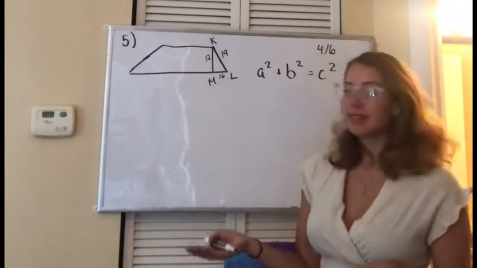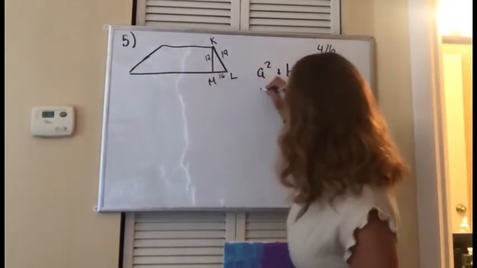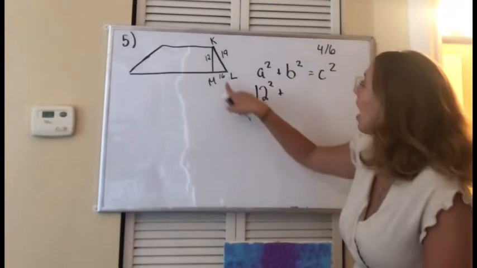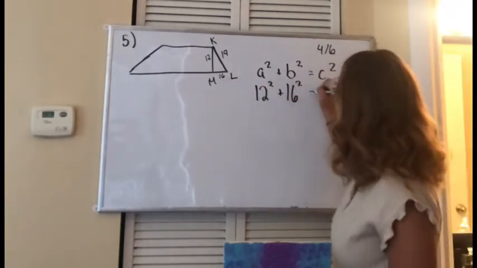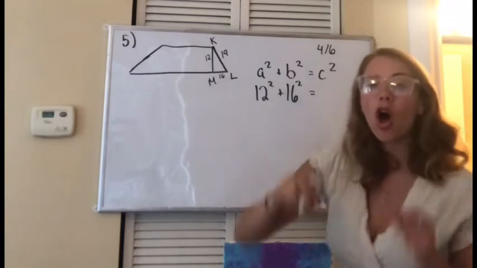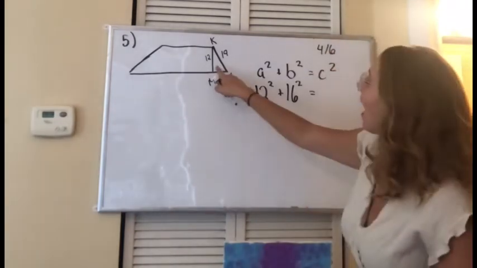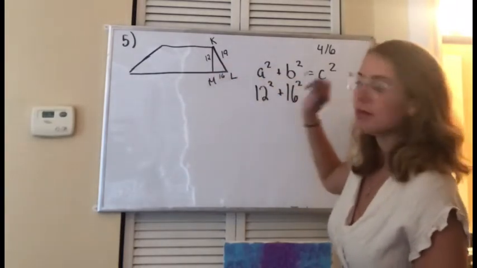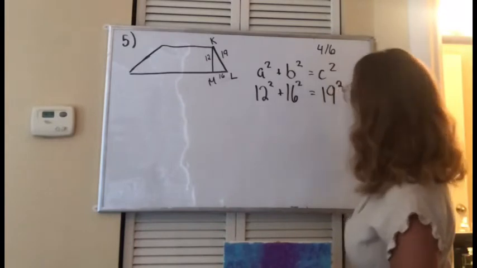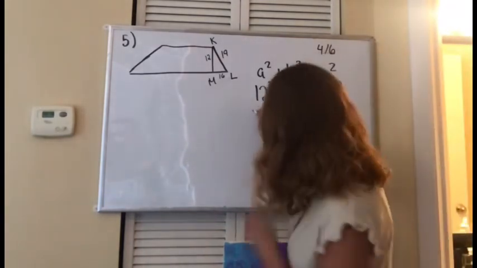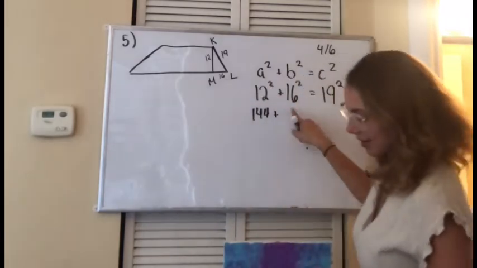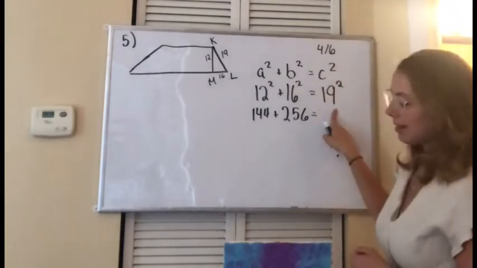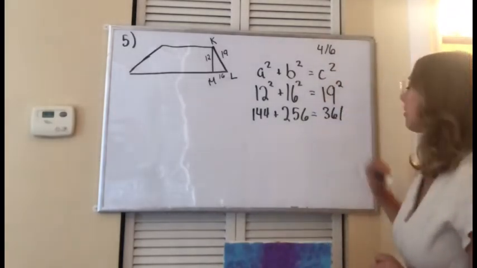Our a value, I'm going to say, is our smallest value. It's this 12. So 12 squared plus our b value, I'm going to say it's the value on the bottom, so it's 16 squared, equals our c value, which is always the longest value. And it is also the side that is opposite of what we think might be the right angle. So that makes our c value 19 squared. 12 squared is 144, plus 16 squared is 256, equals 19 squared, which is 361.